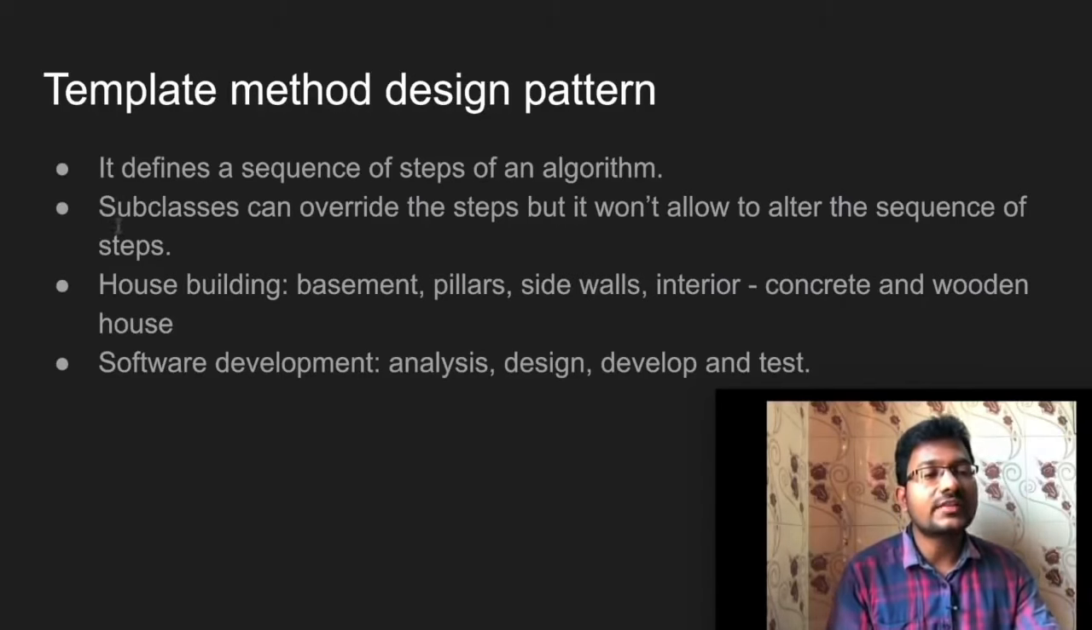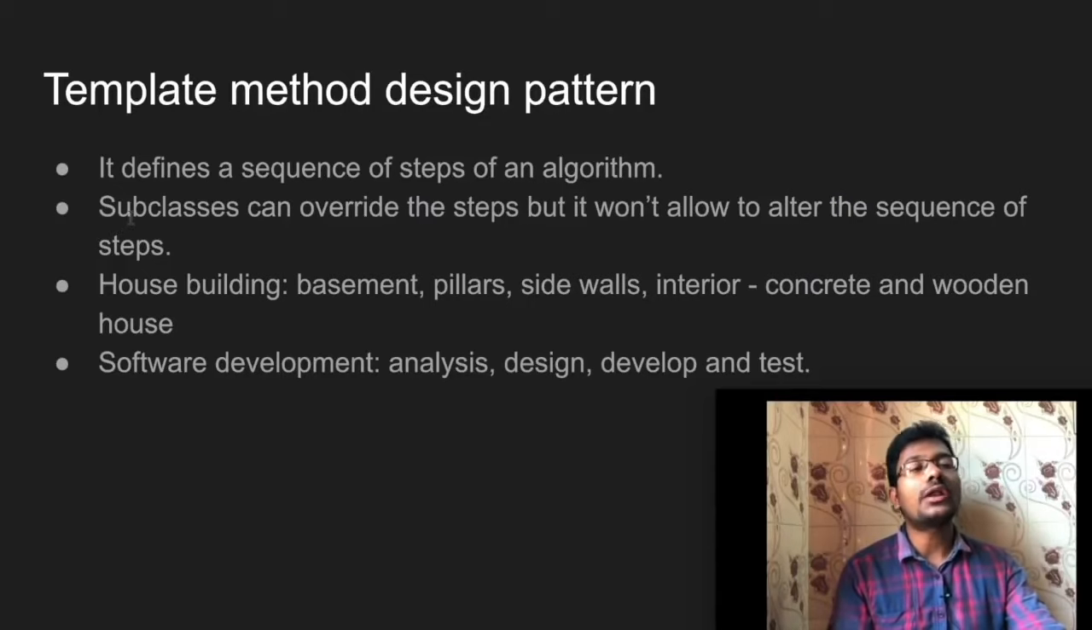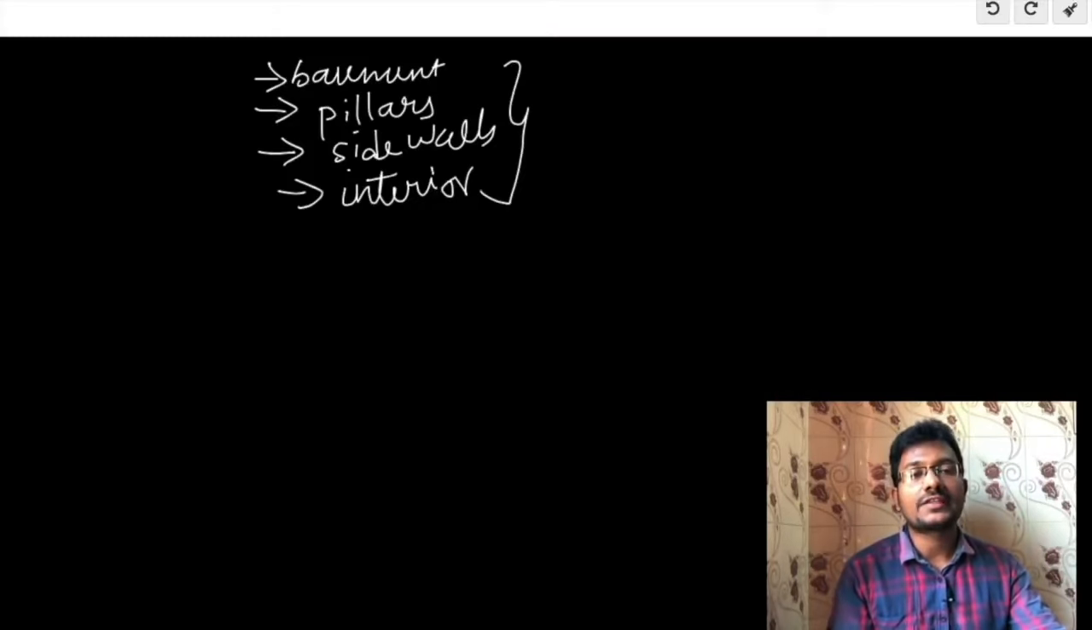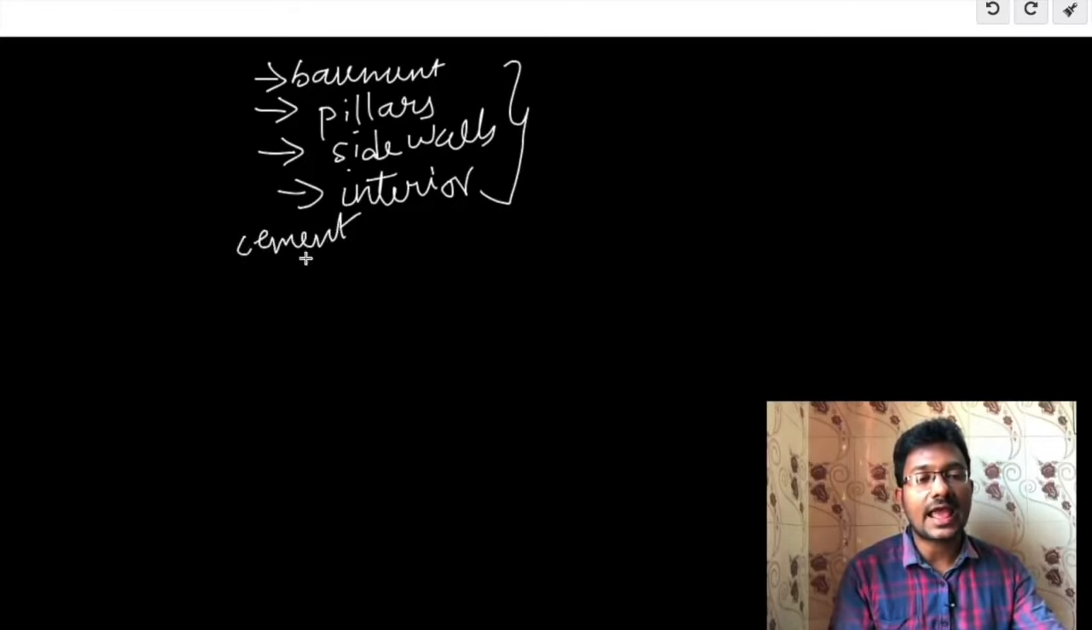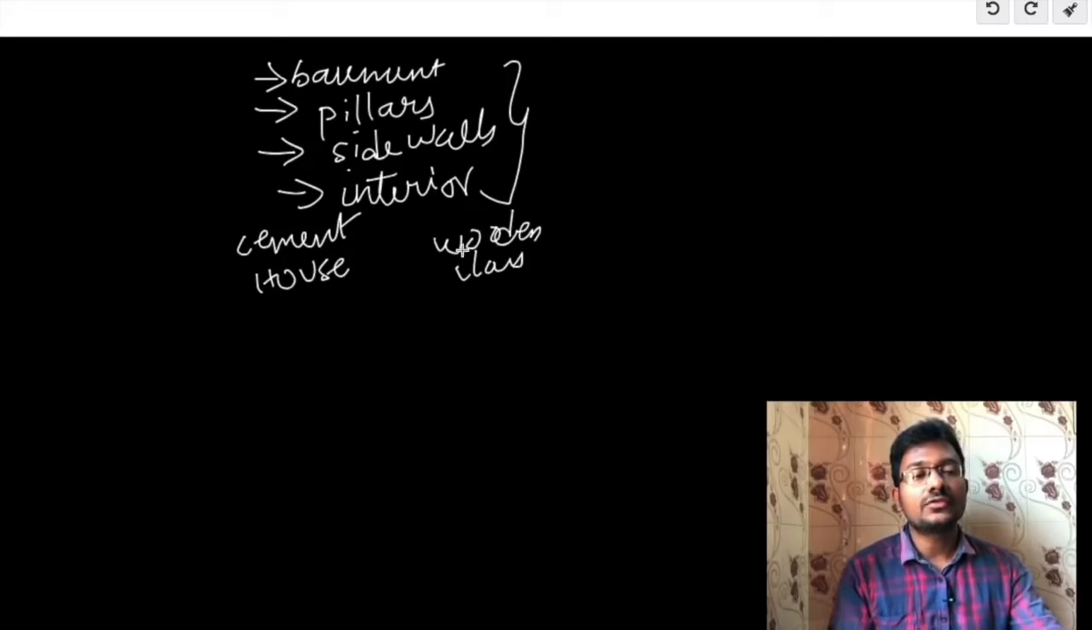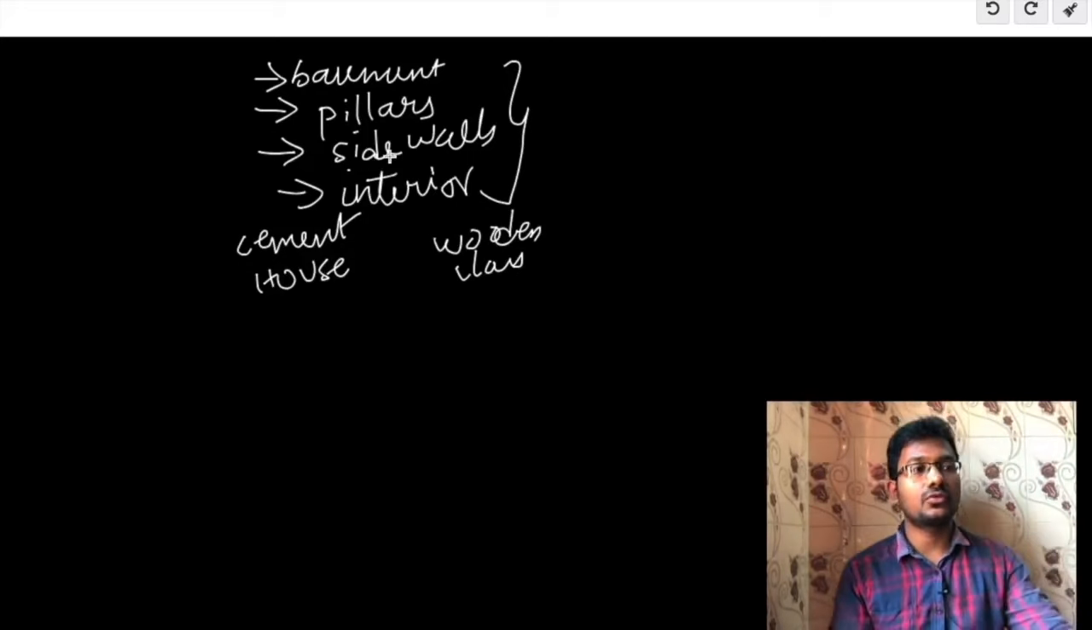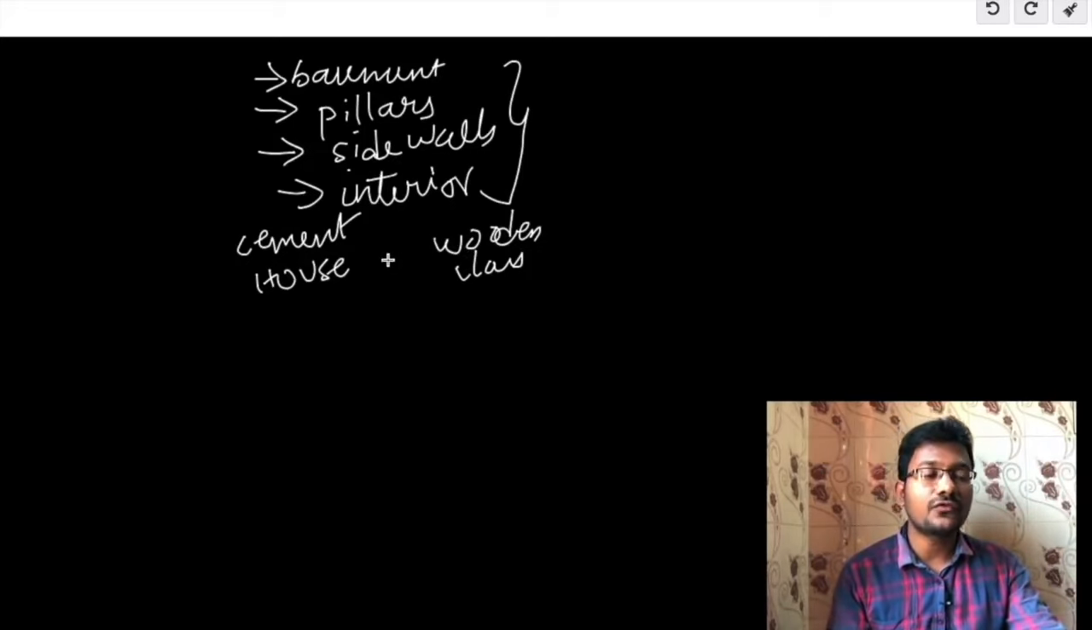Subclasses can override the steps, but it won't allow altering the sequence of steps. For example, suppose there are 2 subclasses: cement house is one subclass, and wooden house is another subclass. If you need to build a cement house as well as a wooden house, you need to follow the same sequence.